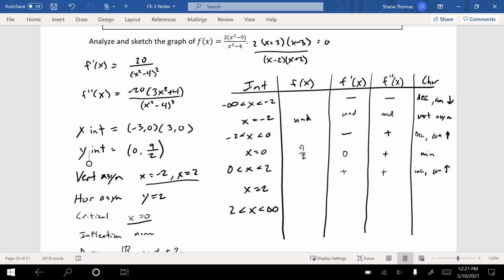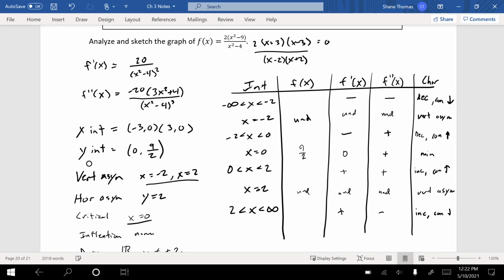X equals 2. This is the same as x is negative 2. Undefined, undefined, undefined. That's because it's a vertical asymptote. And lastly, I get from 2 to infinity. Plug in like a 3. I don't care about the original. I just care about f prime and double prime. This would be positive. This guy would actually be negative. So now I'm looking at an increasing function that is concave down. A lot of information there, isn't it? Just for one graph.